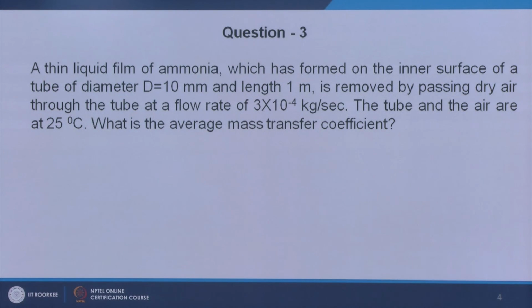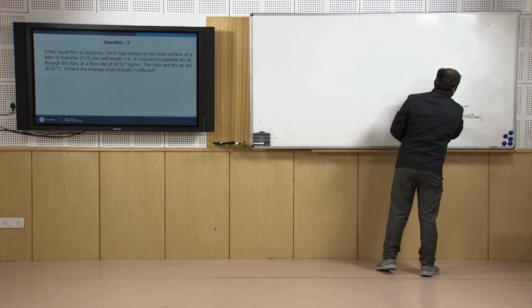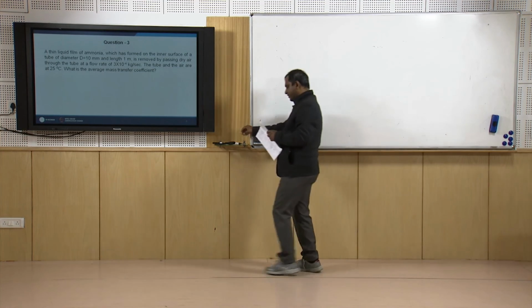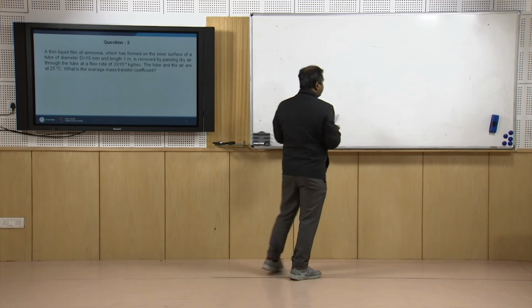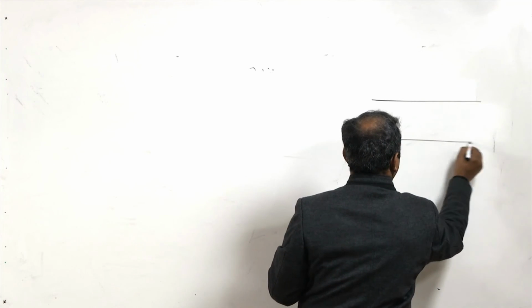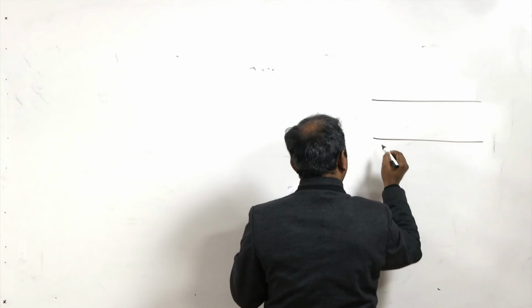So, let me first show you the schematic of the problem, and then I will go to the derivation of the solution. It is a problem related to mass transfer which we have learnt in the 19th lecture. So, here we have the schematic. We have a tube where we have an ammonia film.